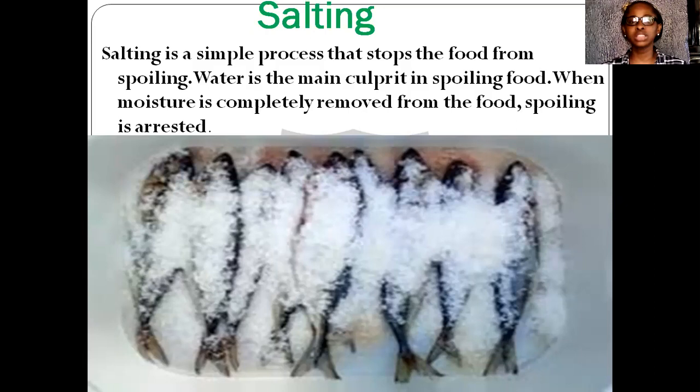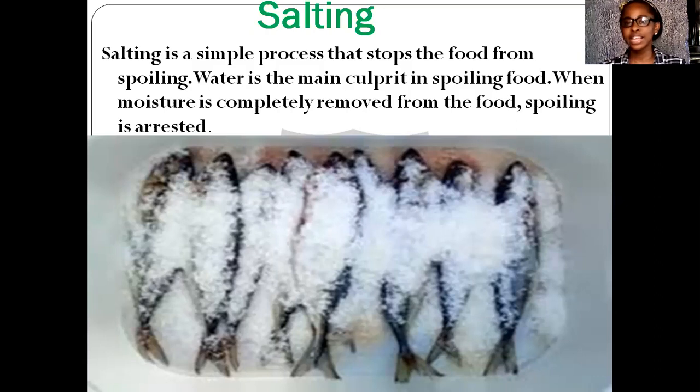Salting is a simple process that stops food from spoiling, because water is the main culprit of damaging or spoiling food. And once you salt the fish, the salt will arrest the water from spoiling the fish product. That's why we discussed the first one, which is sun drying and smoking, and the second one is salting. Salting of fish arrests the water content and prevents the fish from spoiling.